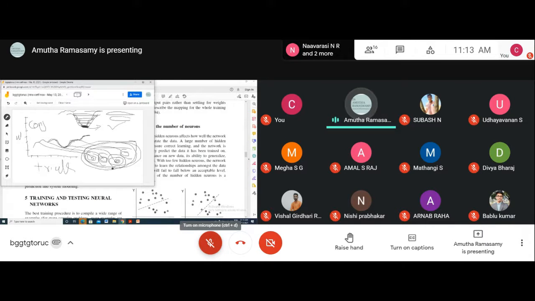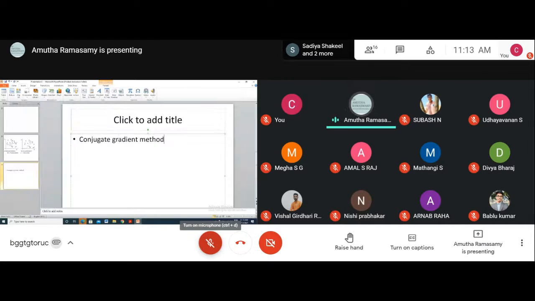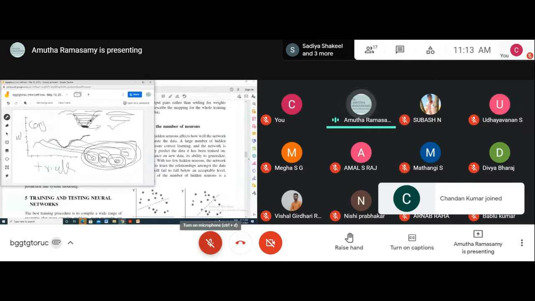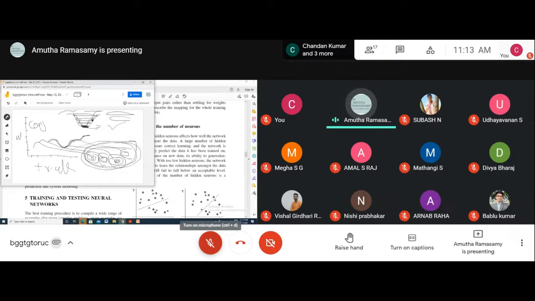That's what the conjugate gradient takes. It takes the present weight and direction as well as the weight and direction in the previous step, takes the average, and goes at a faster speed. So when people use search methods, at the beginning they take the steepest descent, then in the middle of the program they change the approach to conjugate gradient.